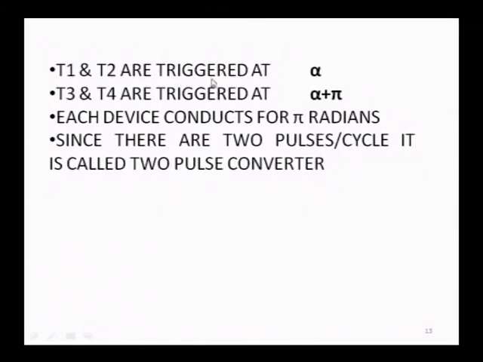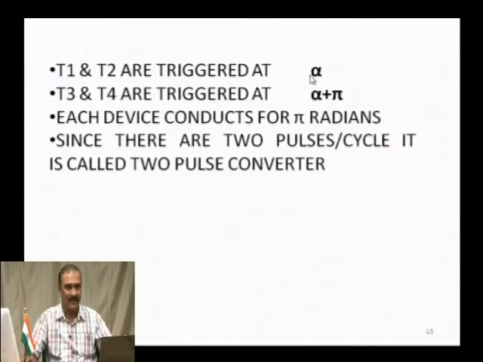Now, T1, T2 are triggered at conduction angle alpha. See, this is the firing angle alpha. T3, T4 are triggered at alpha plus pi, right. Each device conducts for pi radians, that is 180 degrees. Each device has to conduct at 180 degrees. Now, since there are 2 pulses per cycle, this part I will justify when I take up the waveform part. Since there are 2 pulses per cycle, it is called a 2 pulse converter. So, this is the name given to that, 2 pulses. It generates 2 pulses in one cycle.